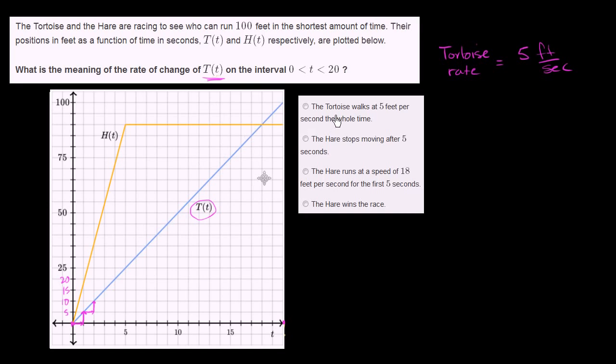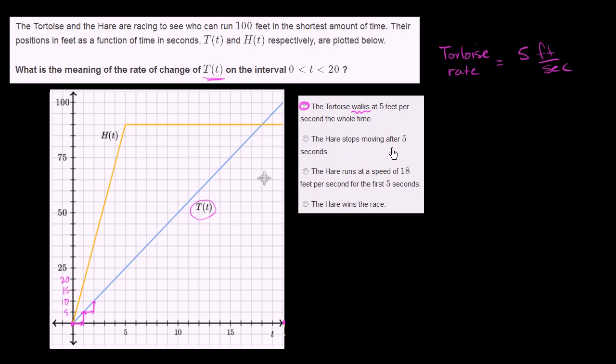So this first choice says the tortoise walks at 5 feet per second the whole time. And this looks right. Our tortoise has a constant rate of 5 feet per second. "Walks" might be an understatement. 5 feet per second is a pretty good speed, especially for a tortoise, but we are going to go with that one. Now let's just look at the other ones for fun to see how true they are or see if they could have somehow applied to this problem.